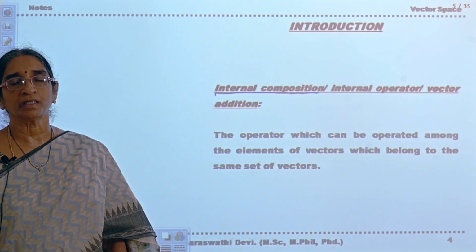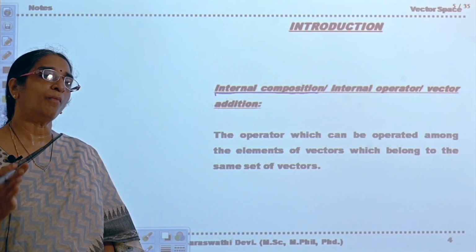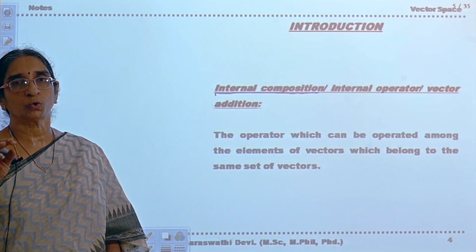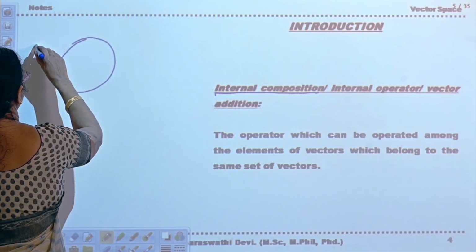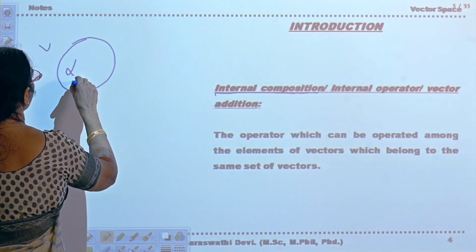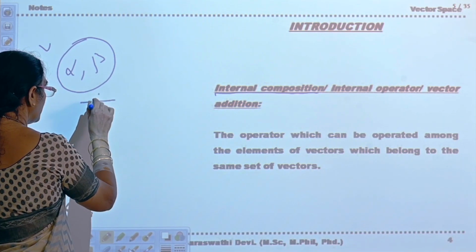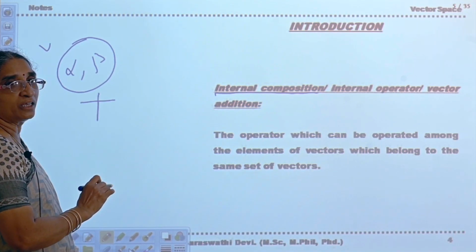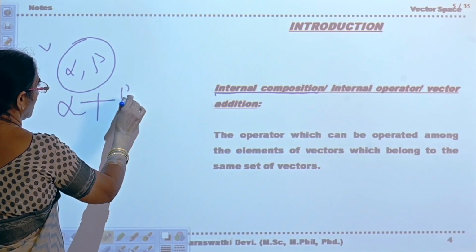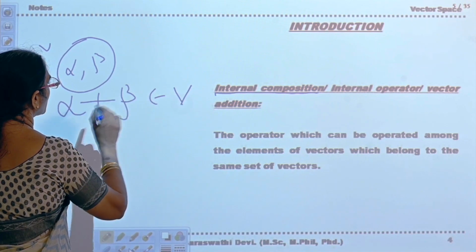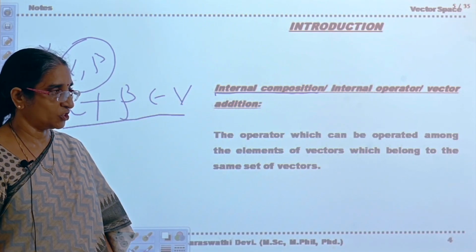Internal operator is nothing but the operator which can be operated among the elements belonging to the same set. Suppose V is the set of vectors you are having. Alpha and beta are two elements in V. Suppose you take vector addition as plus. If this plus is operated among the elements of V, alpha plus beta, and alpha plus beta also belongs to V, then this plus is said to be internal composition.